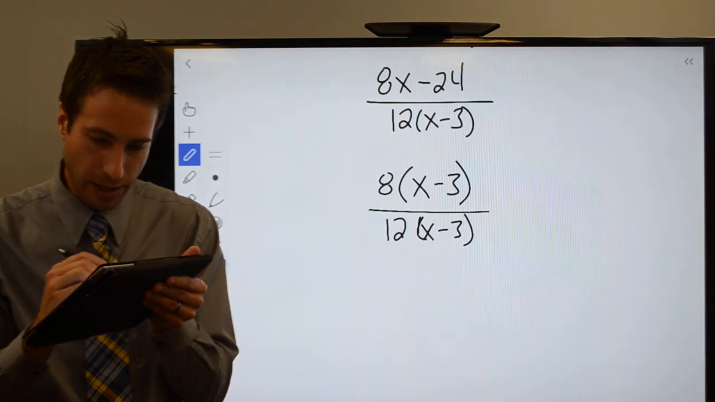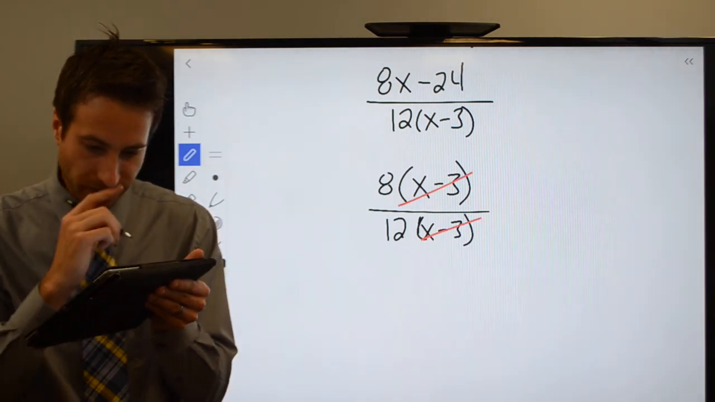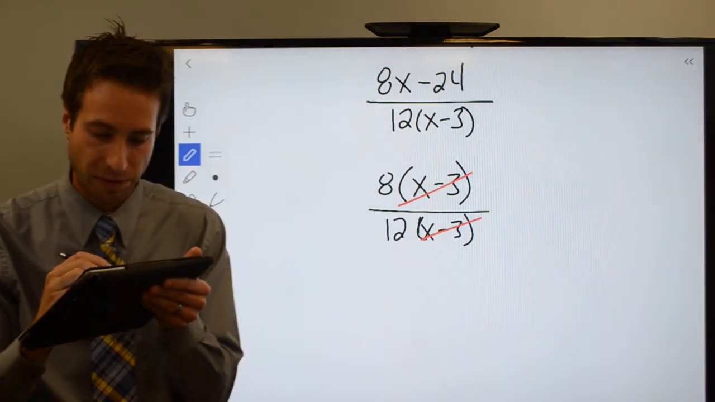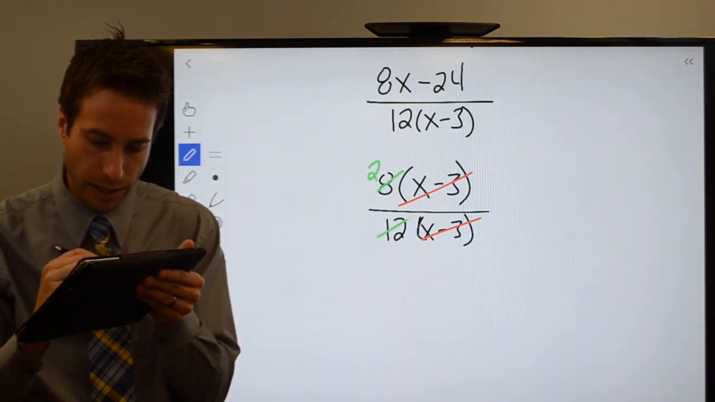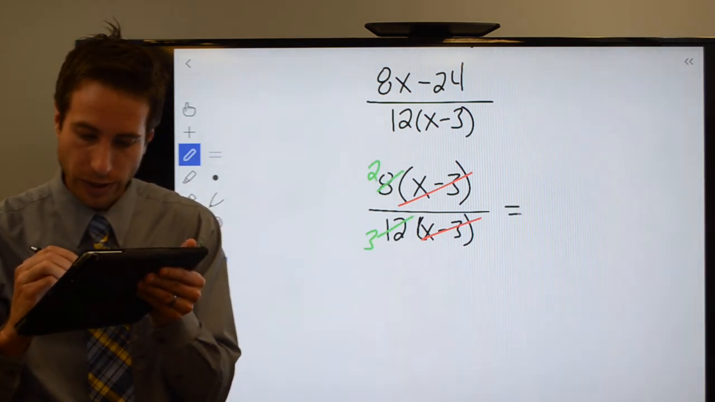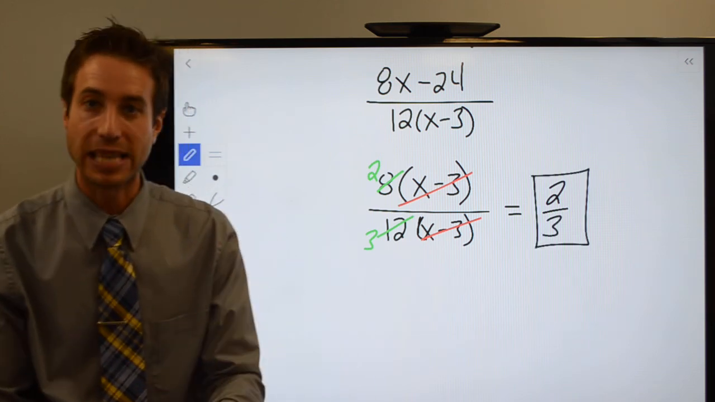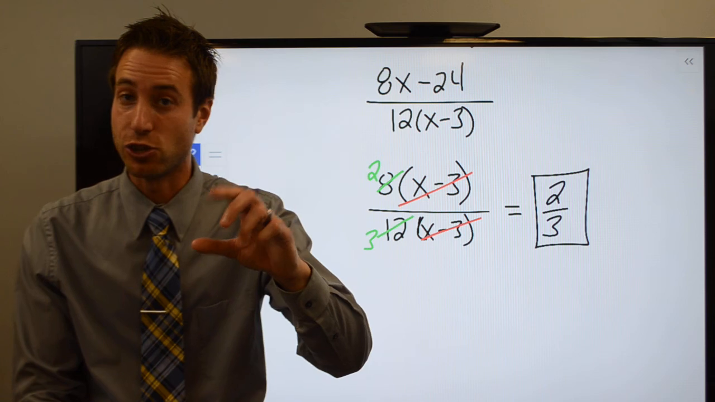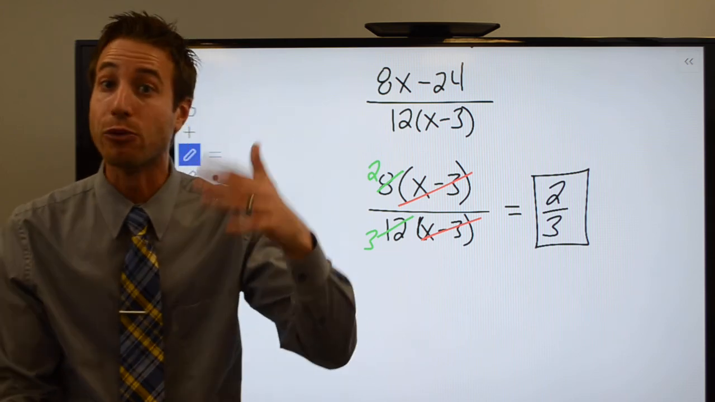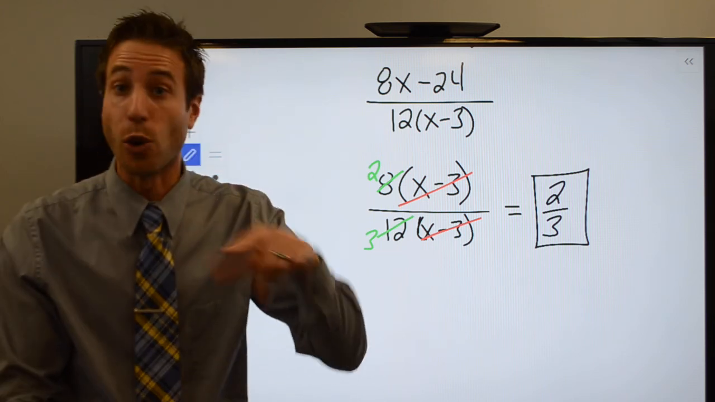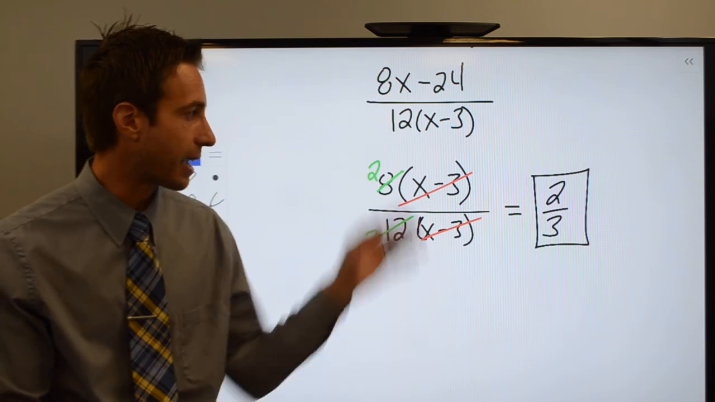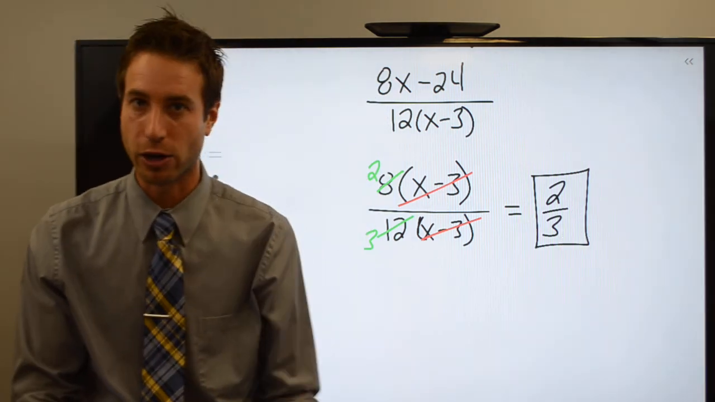So here we go. Cancel, cancel. The 8 and the 12 will simplify as well to a 2 and a 3, and we're left with 2/3 as our simplified form. So again, another example problem where there was actually a built-in GCF in the original problem that showed up for us when we started to simplify. We factored it out, and I wind up with a numerical answer.